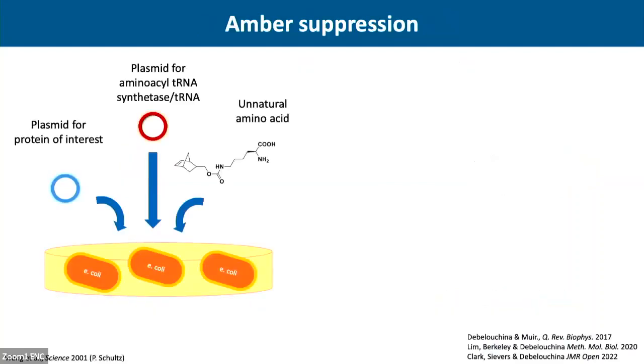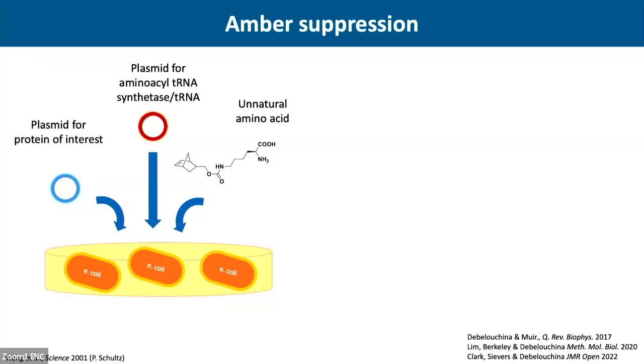And since some of you are not familiar with this technique of unnatural amino acid incorporation, it's also called amber suppression. It's actually a technique developed by Peter Schultz's lab at the Scripps Research Institute, just down the road from us in La Jolla. And it is very easy to implement. So what you need is two plasmids and the unnatural amino acid. The first plasmid is the plasmid of interest, where you have a mutation at the particular position where you want to install the unnatural amino acid.